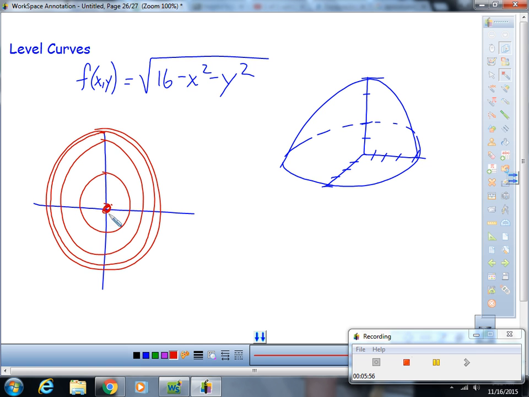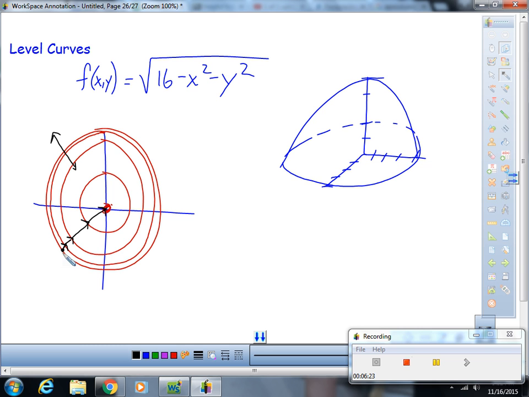Okay? Level curves. Now, please remember that the gradient vectors are orthogonal to the level curves at every point. Okay? That's going to be really important. So the gradient vector is going to either point that way or that way, depending on our surface. Just remember that. The gradient is a vector, and it's orthogonal to the level curve.